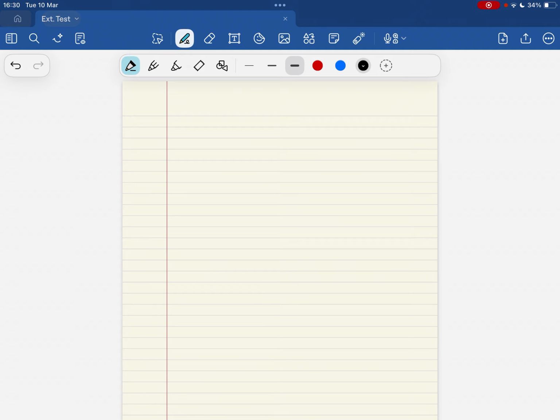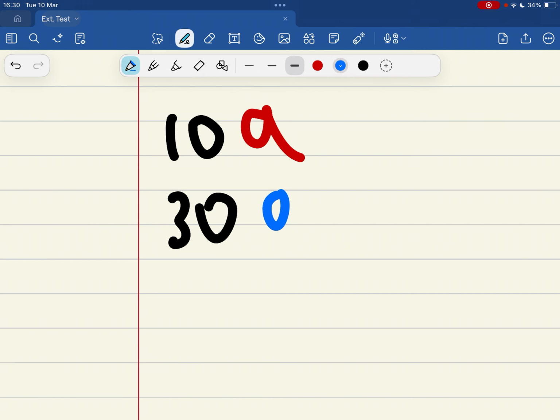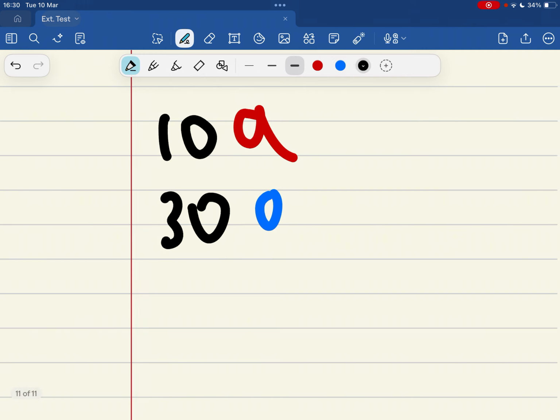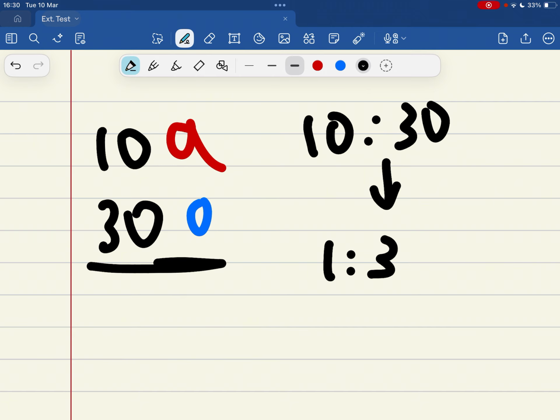So ratios are sort of a comparison of one number and another. Let's say we have 10 apples, okay, and 30 oranges. The ratio of these two numbers would be, we express ratios as columns, right? So that would be 10 to 30. And a ratio of 10 to 30 simplifies down to 1 to 3. Notice how dividing 10 on both sides doesn't make a difference. Why? Because we're looking at the relative size, right? The relative size of this is triple of this, right?